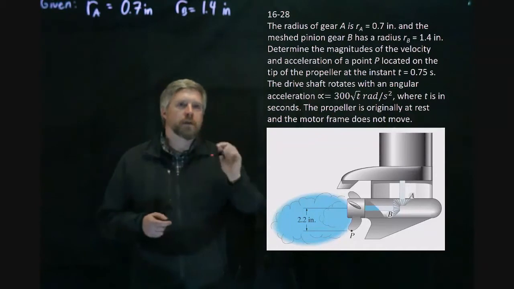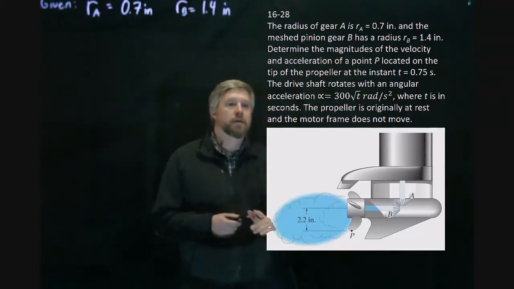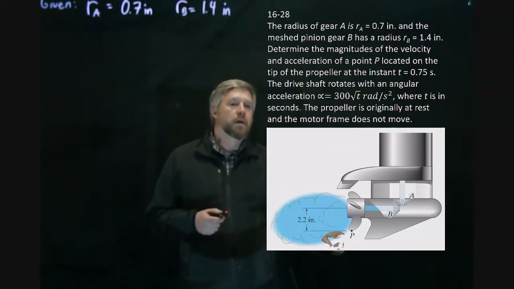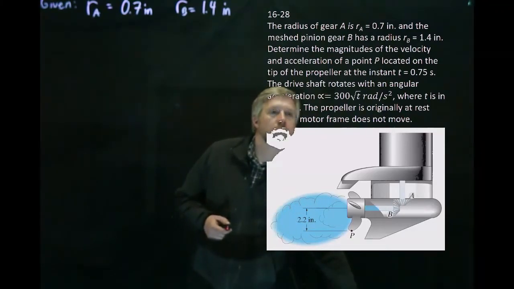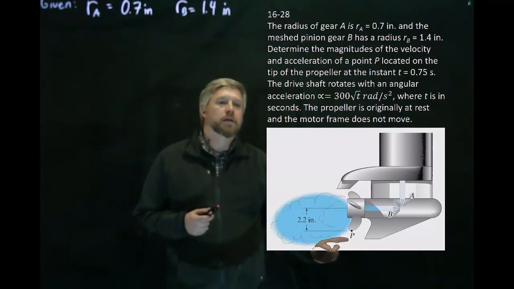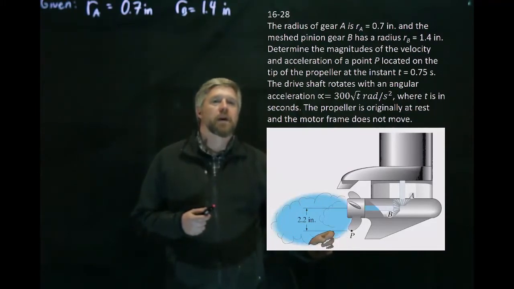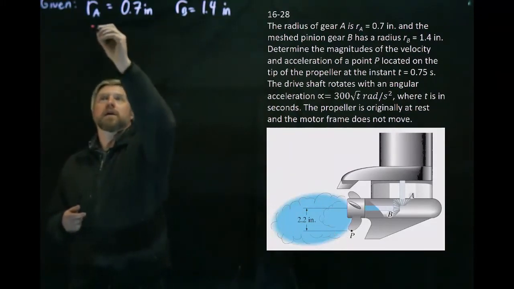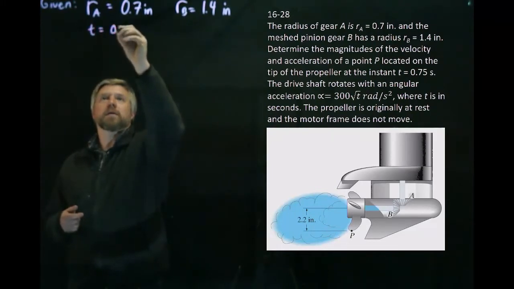Determine the magnitudes of velocity and acceleration of a point P. You can see P down here on the propeller. Point P is located on the tip of the propeller at the instant t is equal to 0.75 seconds. So we have another given here, t equals 0.75.